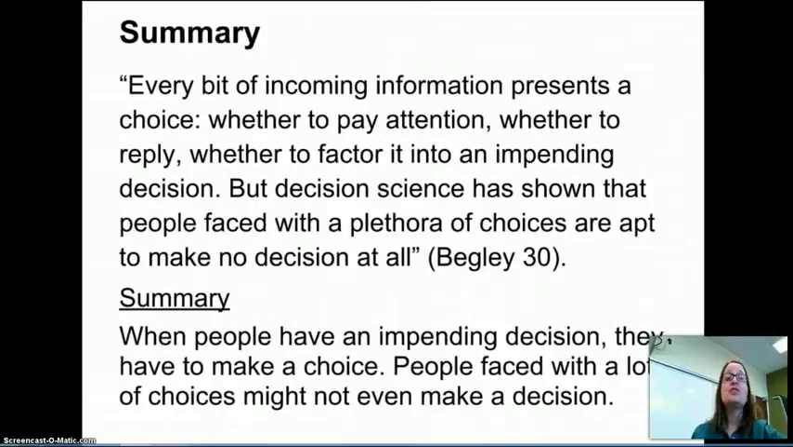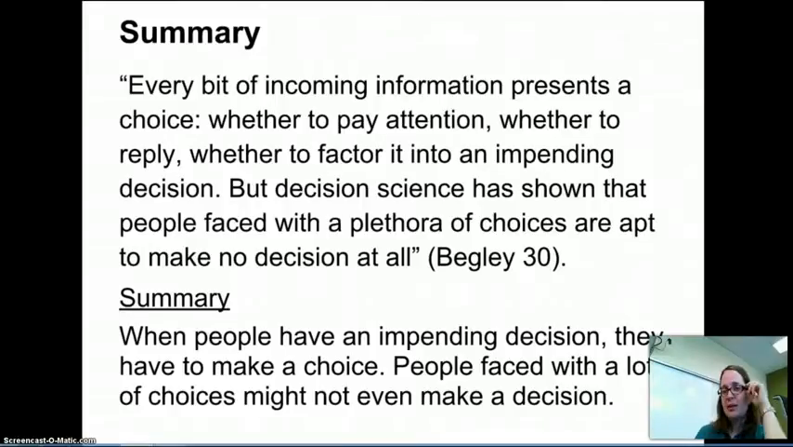Okay, so here's an example. The top part is the quote that you've read. So we have a quote at the top, and you want to summarize it. You want to shrink it down and make it shorter, but still get the main ideas across. So let's look at this example. When people have an impending decision, they have to make a choice. People faced with a lot of choices might not even make a decision. Well, at first glance, it seems pretty good. It restates the basic information from the original, and it does so in a shorter way.